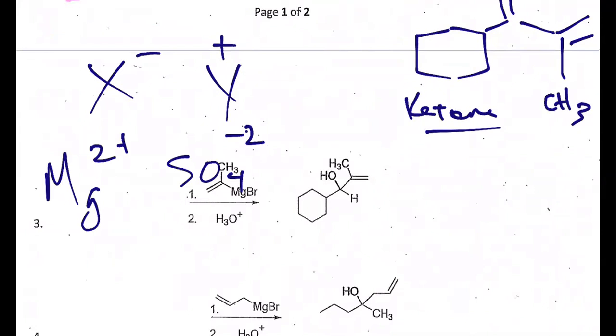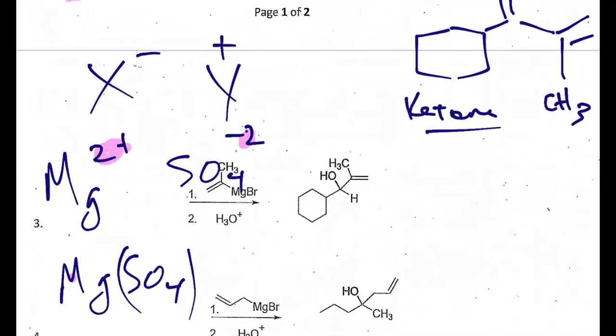In G-Chem, you didn't show this part, right? It was understood that when you wrote MgSO4, it was understood that SO4 was a polyatomic, right? And it had a -2 charge. That's why the whole thing is neutral. Yes. Yeah.